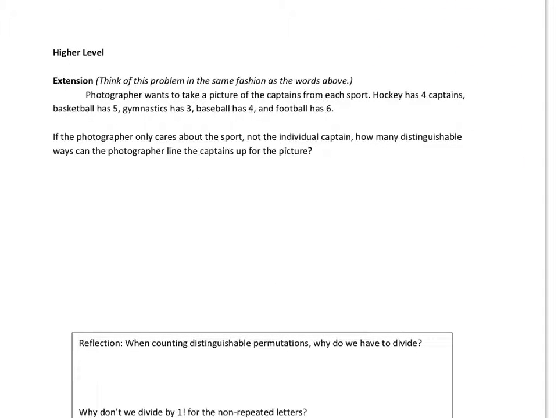All right, last one here. We have a photographer who wants to take a picture of the captains from each sport, but there are multiple captains for all these different sports. And so we have to account for the repeats of the different types of captains. How many total athletes are there? If we add up the 4, 5, 3, 4, 6, we should get 22 total captains. And then we have all these different repeats.